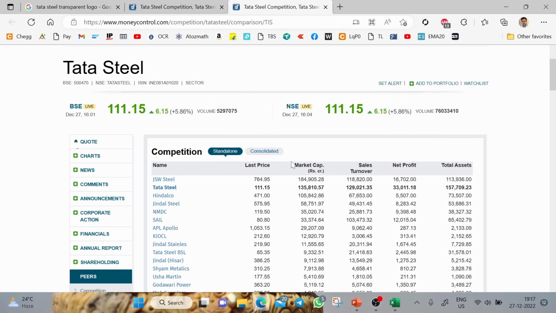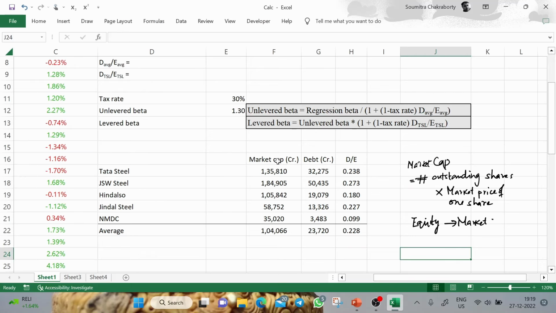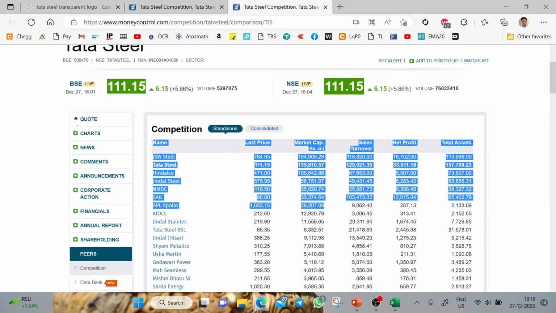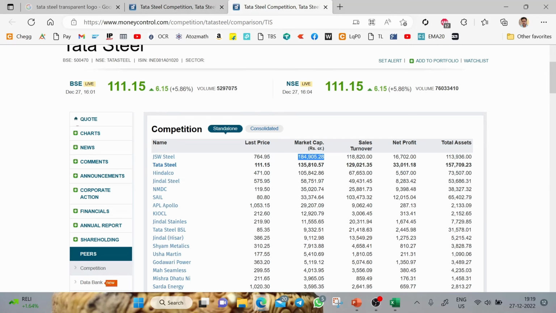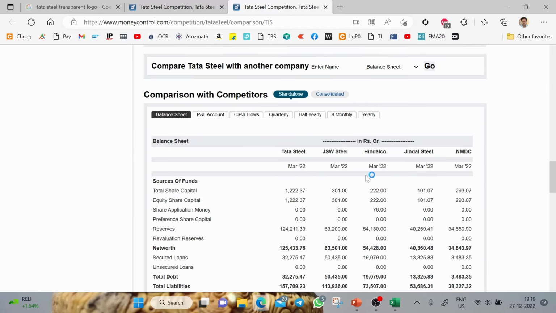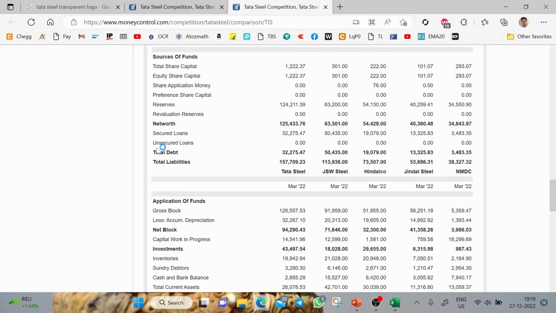So from where will we get the market cap? See, in the first table they have mentioned the market cap. So just note down these figures. I have copied them already. You can check this. JSW Steel is 184905 and here also 184905. So this is the market cap. In a similar way, I have noted down the debt figures also. Where will you find the debt figures? This is in your balance sheet. You see, this is the total debt. These figures I have copied.